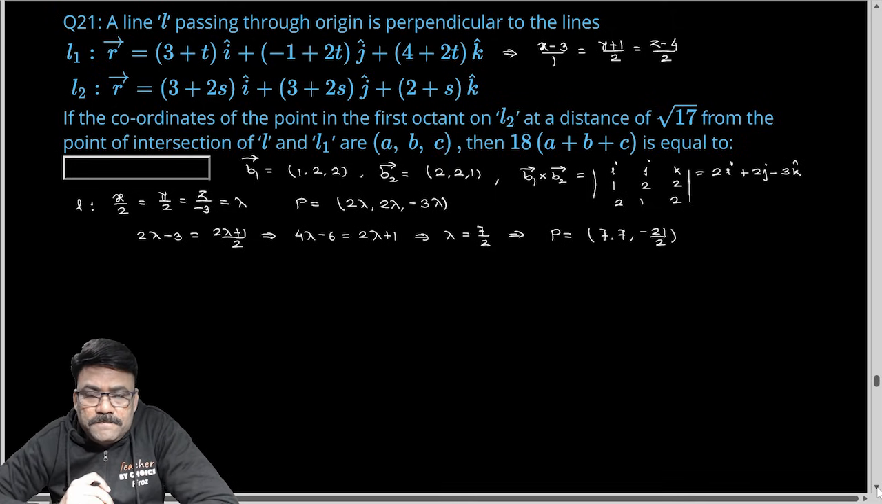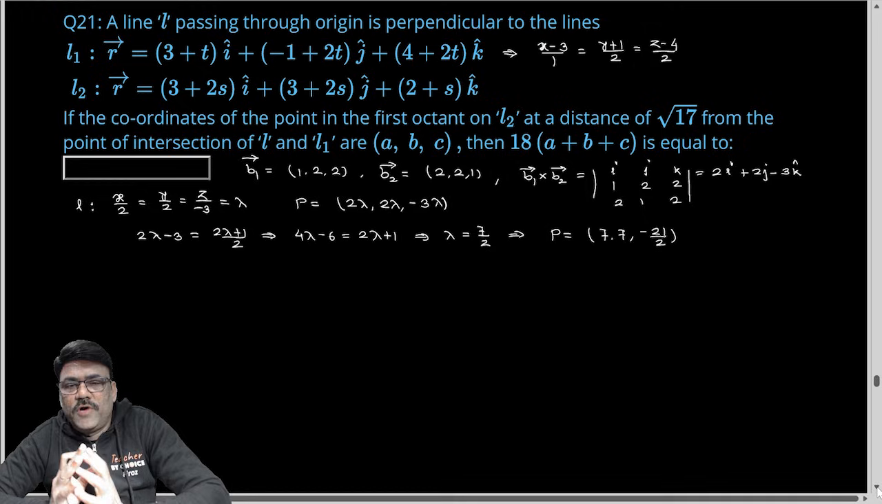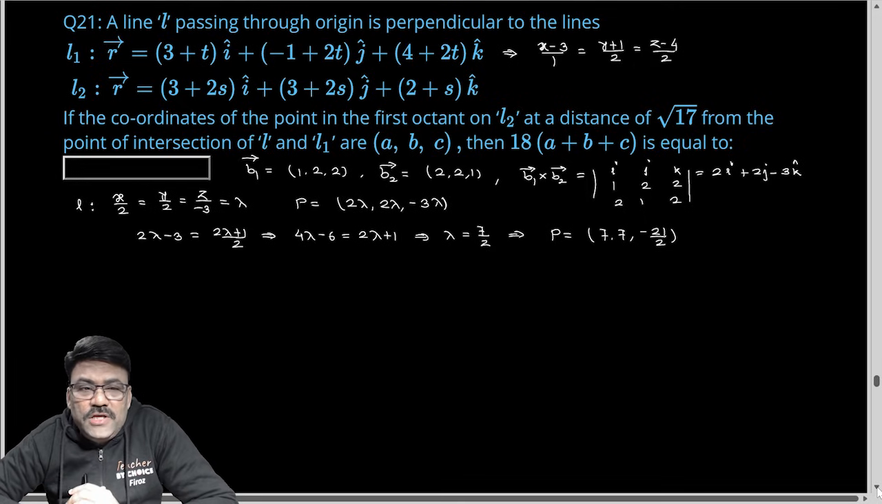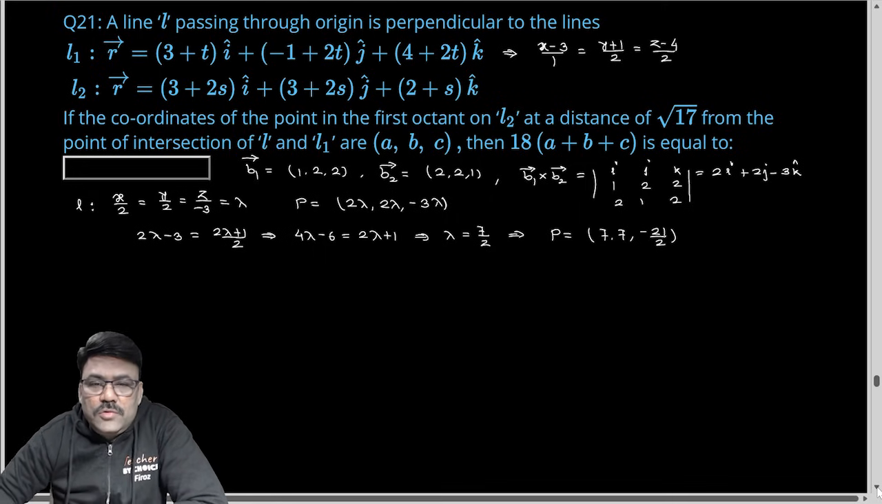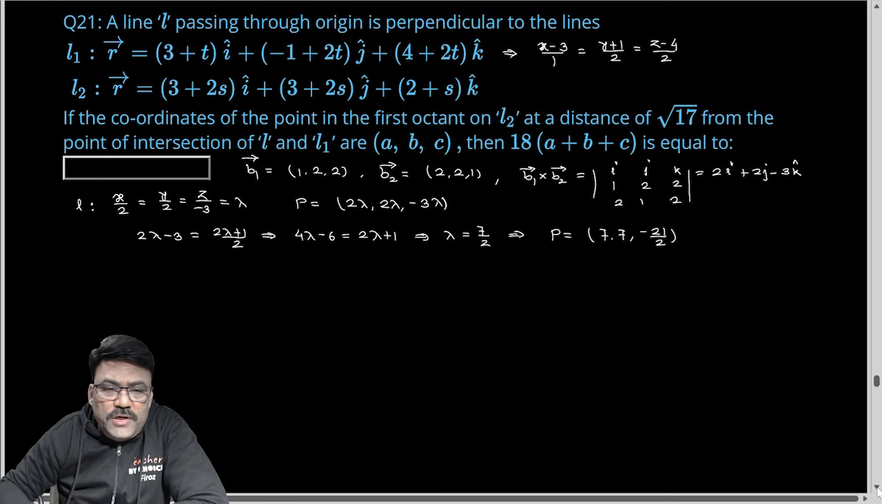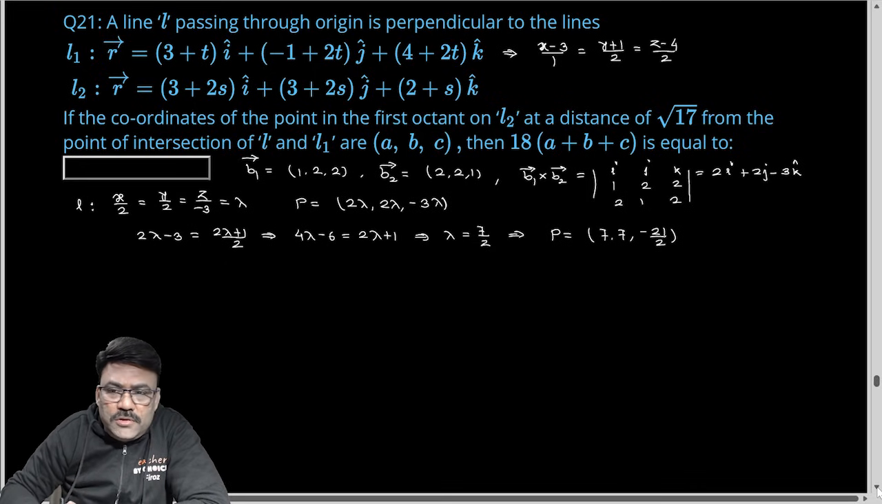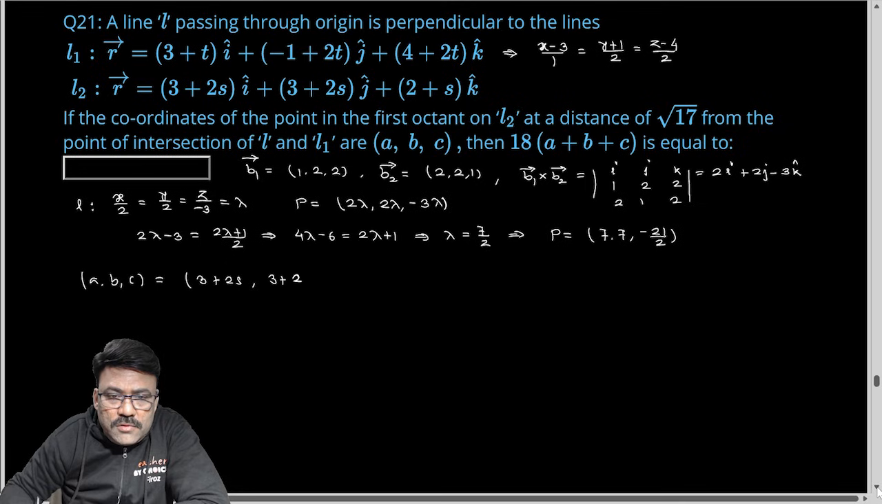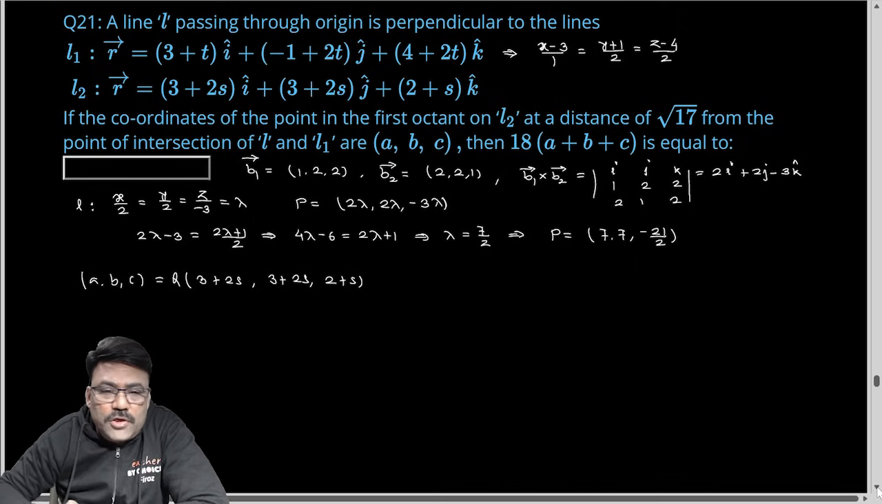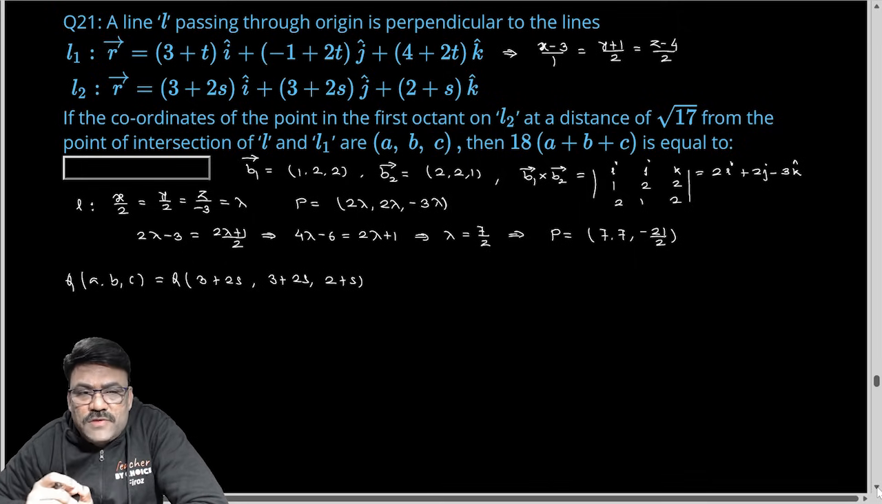Now you have to choose a point on L2 at a distance of root 17 unit from the point of intersection of L and L1. So what is the point on L2? Let's say point on L2 is given as ABC. ABC is basically this point 3 plus 2s, 3 plus 2s, 2 plus s. Let me call this point Q.